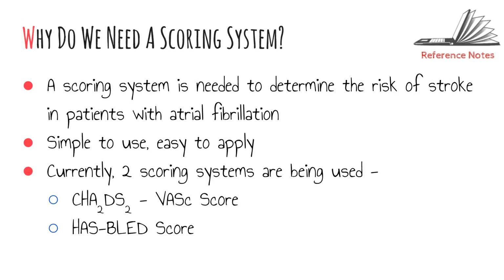Before we delve into that, let us look at why we need a scoring system. So firstly, a scoring system is required so that we can determine the risk of stroke in these patients. What we need is a score that is simple to use and is easy to apply. And currently, there are two scoring systems that are used, the CHA2DS2-VASc scoring system and the HAS-BLED scoring system. So I'll talk briefly about each of these.